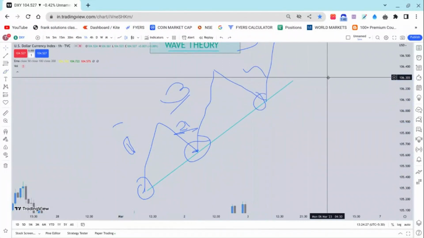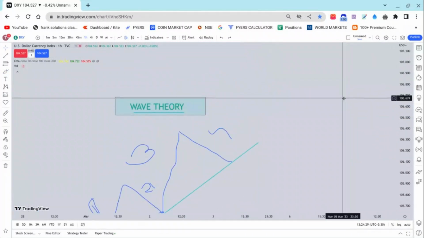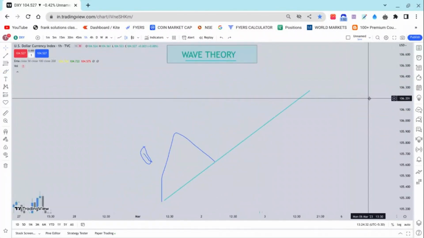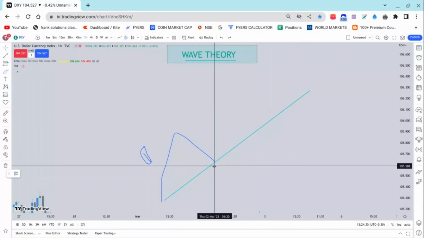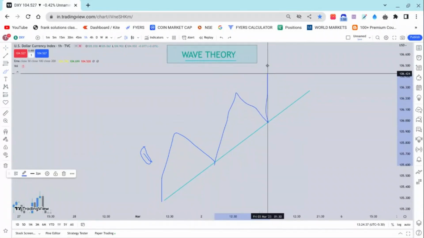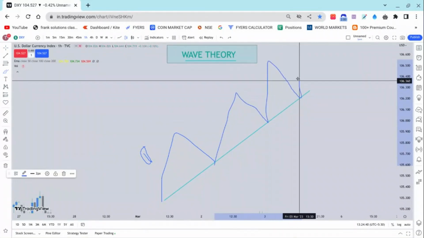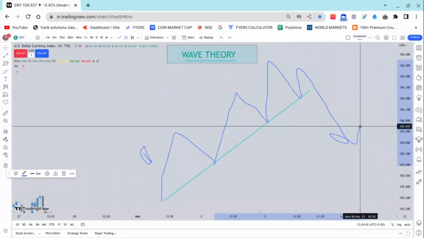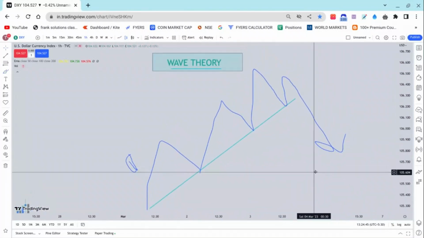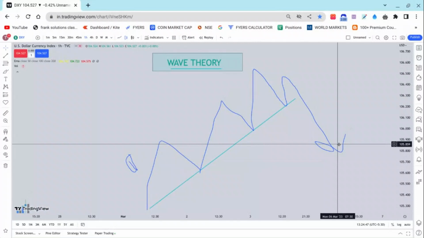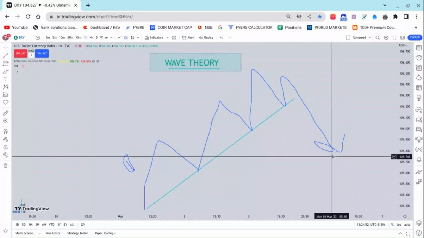So this is a wave theory that works 90% or 80% of the time. When the fifth wave is over, this is the third wave, fourth wave, fifth wave, the market generally breaks the trend line and the trend is changed. By the trend changing, we can capture big trends, a big new trend. We can capture a new trend from this.